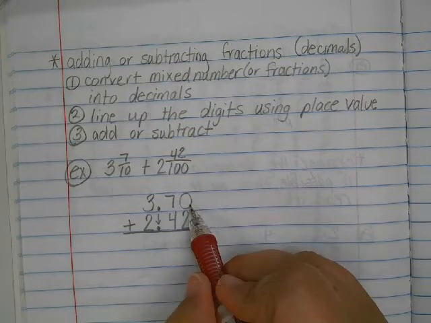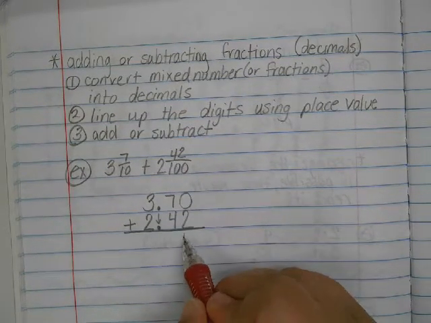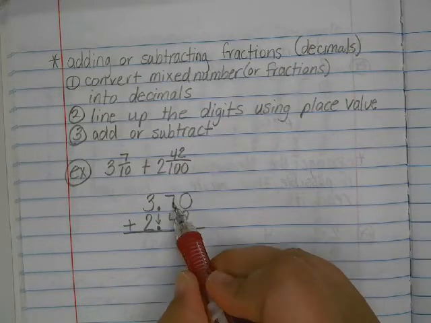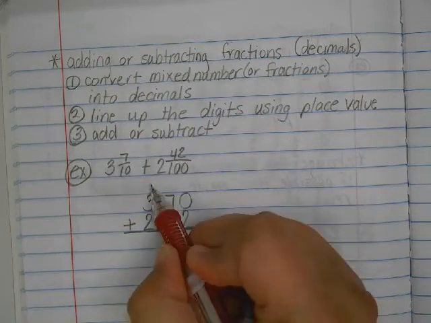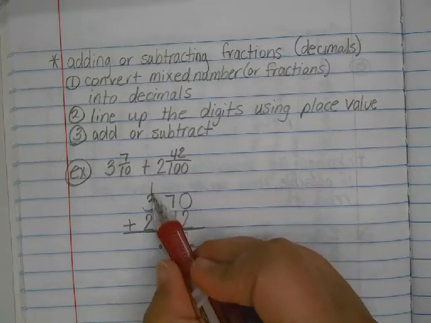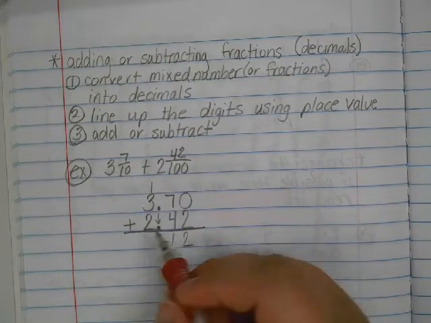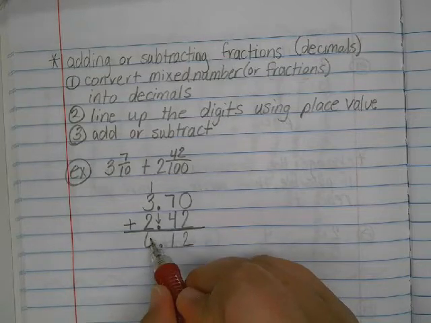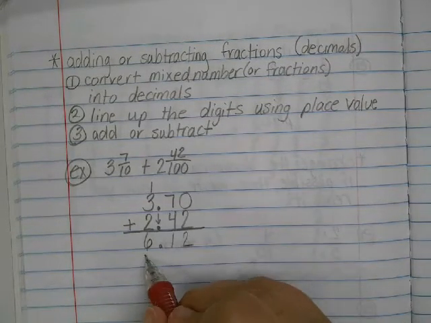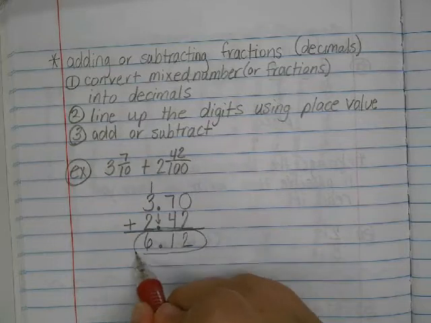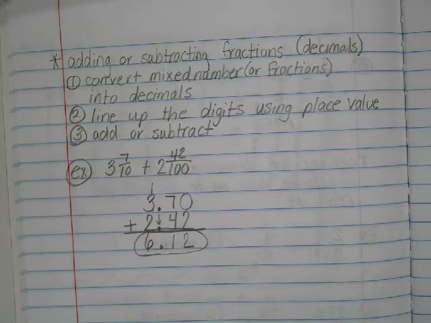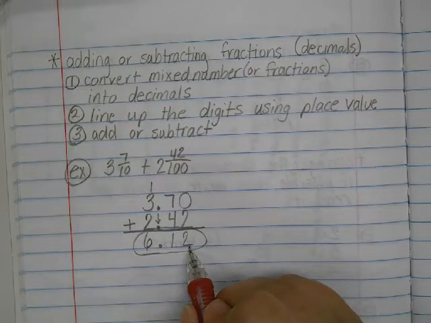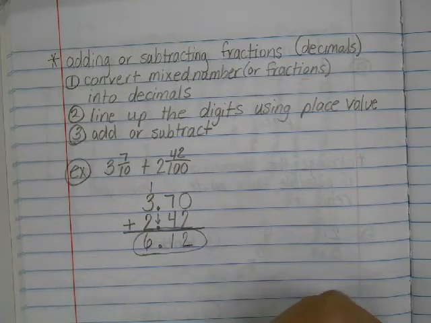So now I'm just going to simply add. 0 plus 2 is 2. 7 plus 4 is 11. I put down my 1. I regroup. 1 plus 3 is 4, plus 2 more is 6. So this becomes my answer, 6.12. I know that this is hundredths because my 2 is in my hundredths place.